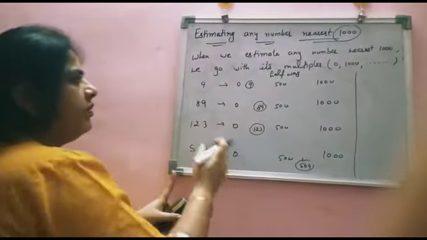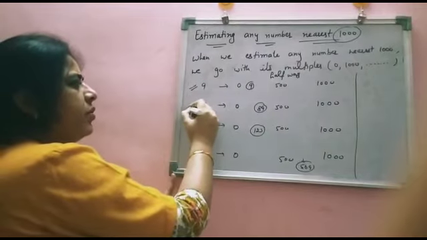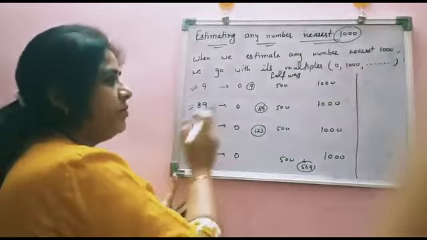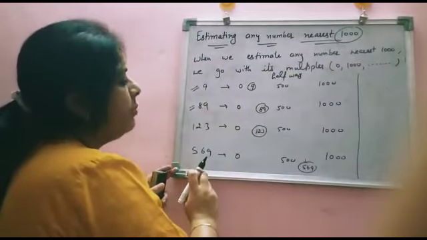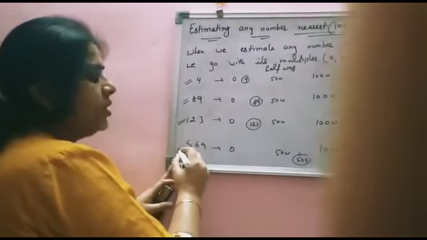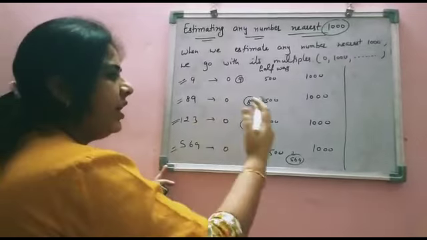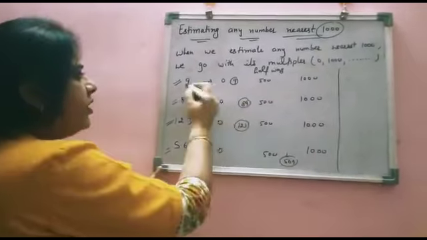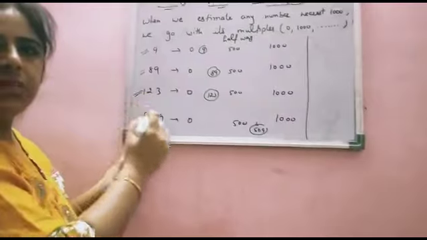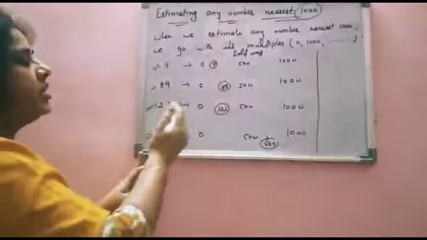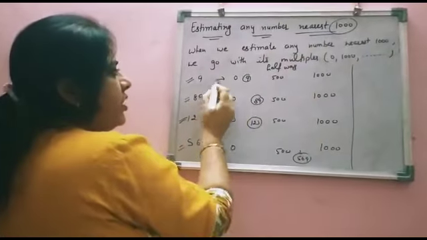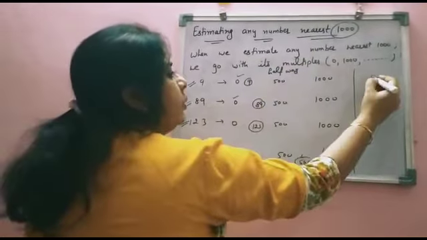So we are observing any 1-digit number or 2-digit number is always less than 500. It means less than halfway. But if a number is 3-digit or more, it may be less than halfway or more than halfway. For these two examples, if a number is 1-digit or 2-digit, when it is estimated to nearest 1000, the answer would always be 0.